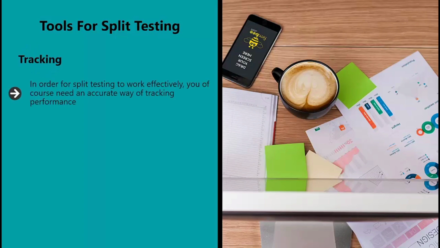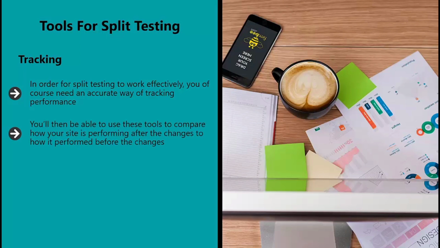Tools for split testing. Tracking. In order for split testing to work effectively, you of course need an accurate way of tracking performance. To that end, it's a good idea to invest in some high-quality keyword tracking software that can show you your position in the SERPs for particular terms. You'll then be able to use these tools to compare how your site is performing after the changes to how it performed before the changes.